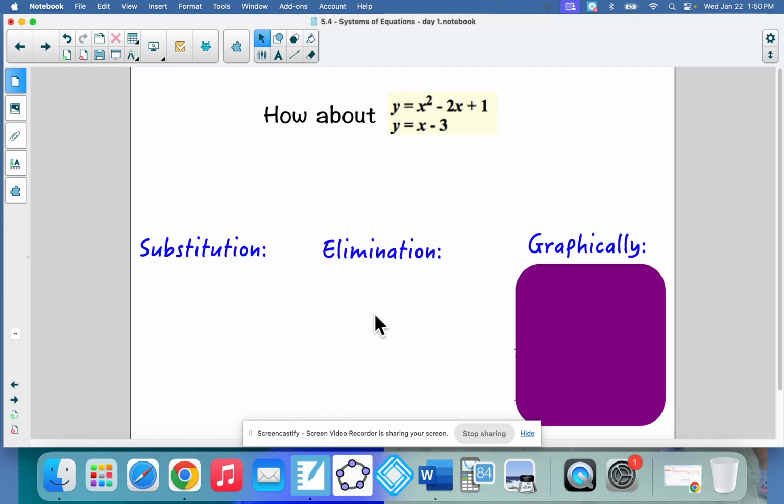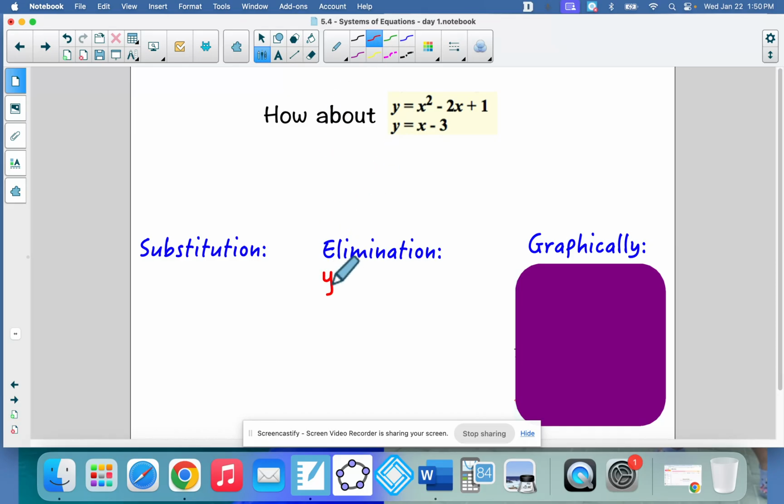And my second example is going to be this one. So again, it's another parabola with another line. If you want to pause the video and try this one on your own, you certainly can. If you don't want to, that's okay. I'm just going to do it up here. I'm actually going to do elimination first, right?